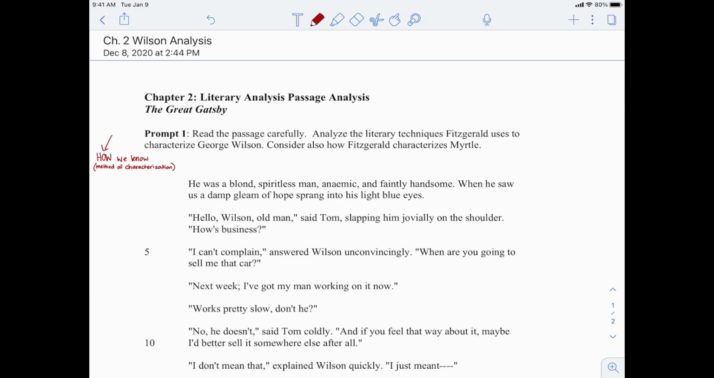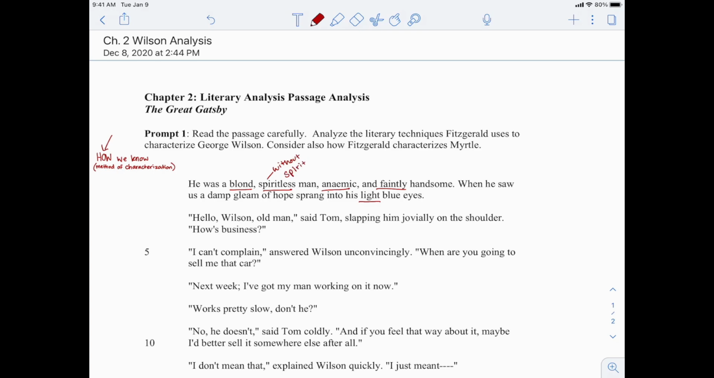So here we go. It says he was a blonde, spiritless man, anemic, and faintly handsome. When he saw us, a damp gleam of hope sprang into his light blue eyes. Now, I underlined all of these things because let's see what they have in common here. It says blonde. I'm going to move on to the next one, spiritless. That's what spiritless means, right? It means without spirit.